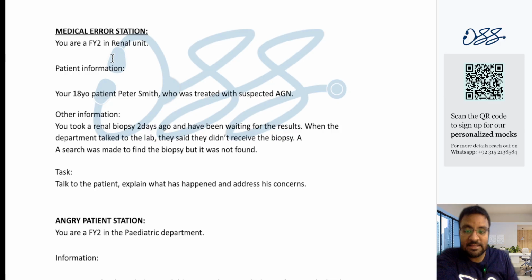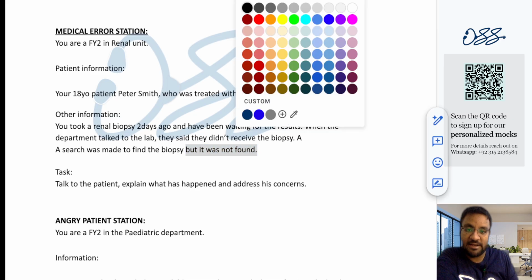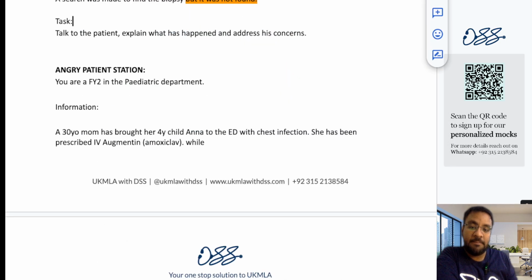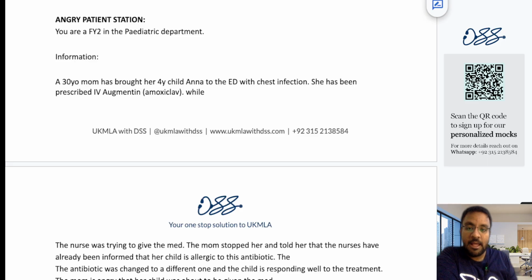Then there might be a few cases in which you have to deal with a medical error. It would be very clearly written that the biopsy was not found, for example. So it would be written that an error is made, a biopsy is not found, the blood sample was lost, or maybe one of your colleagues misdiagnosed a fracture or misdiagnosed an MI and sent the patient home. So the error would be very clearly written. So you would know that this is a medical error station, and I have to take the medical error management approach. Then angry patient.